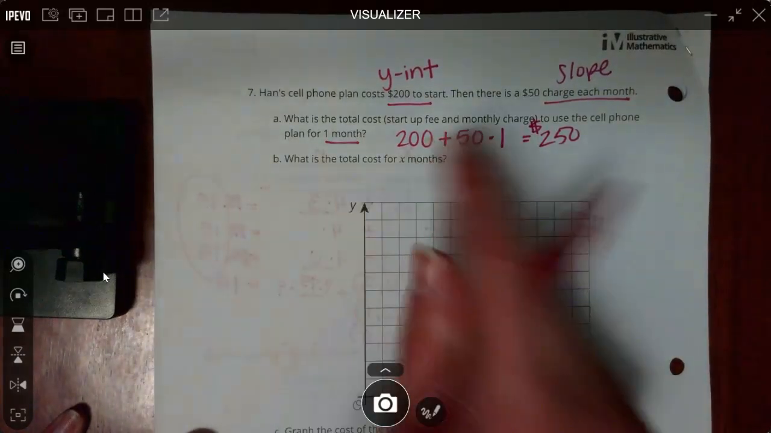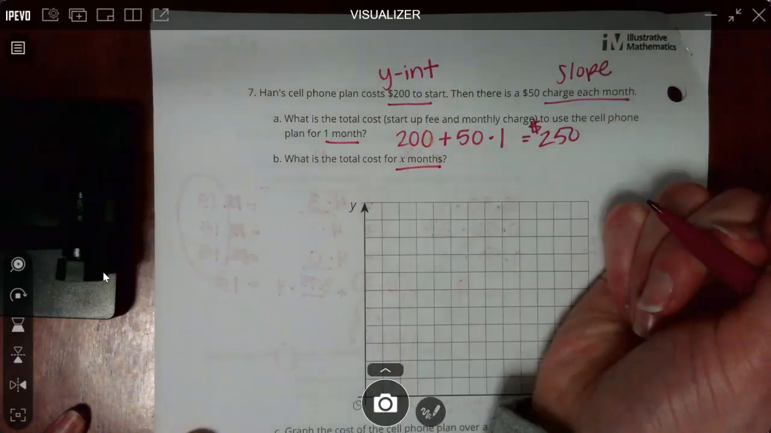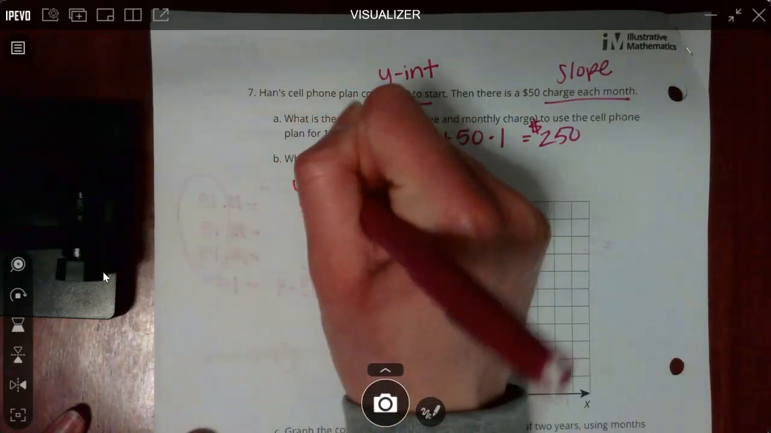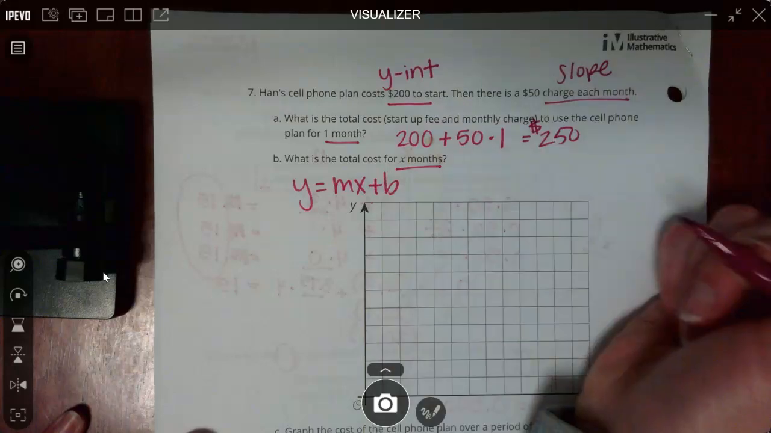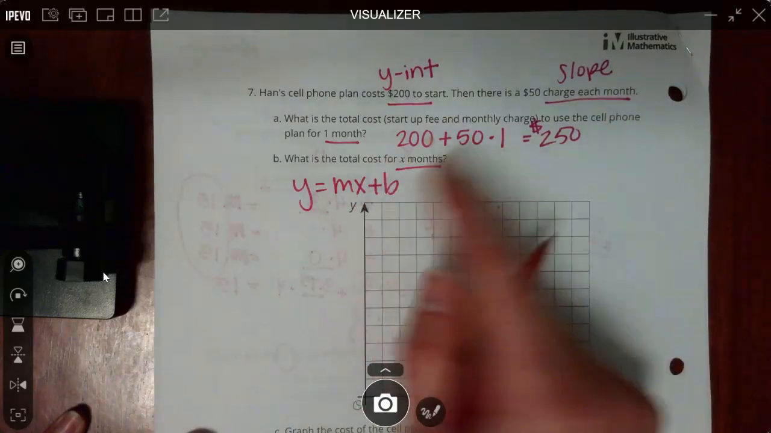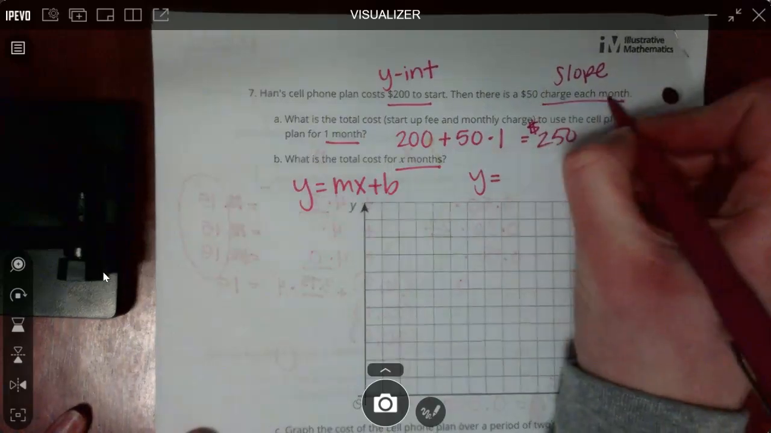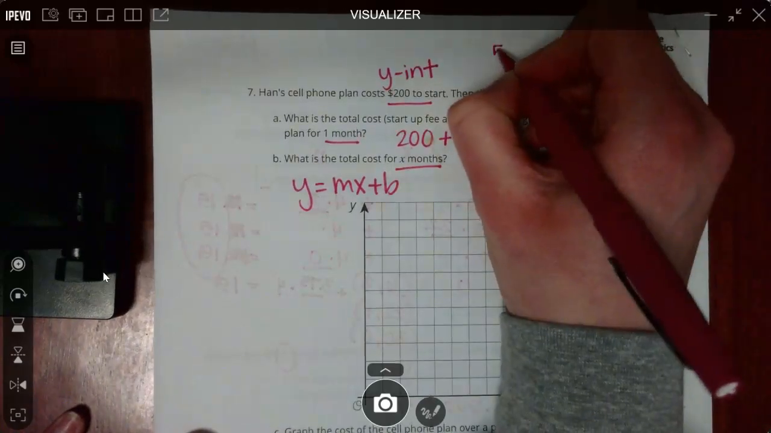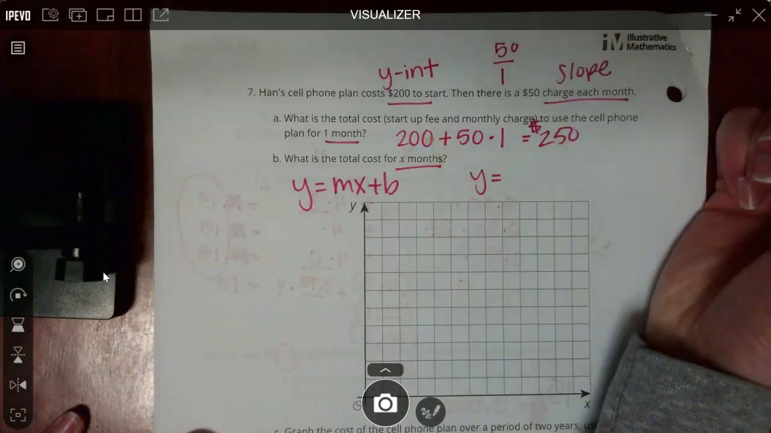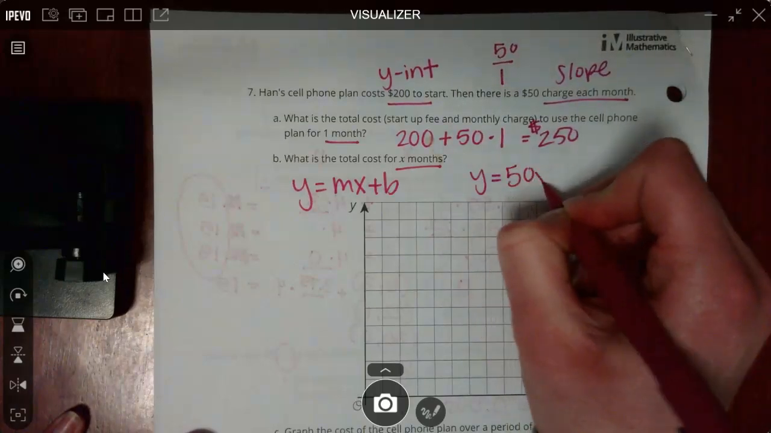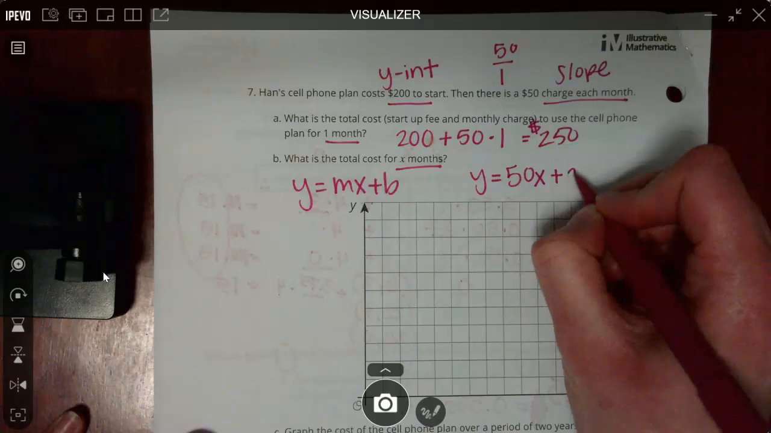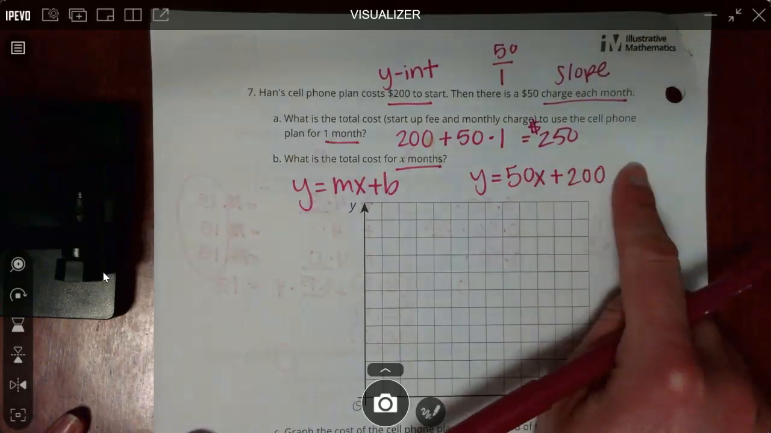Then it says, what is the cost for x months? So if I don't know the months, well, this is your typical y equals mx plus b. Slope, y-intercept. All right, well, y equals, my slope is 50 every month. So if I think about it as a fraction, 50 over 1 month. So I'm going to say 50x plus my one-time fee of $200. That's what you needed to get points for B.